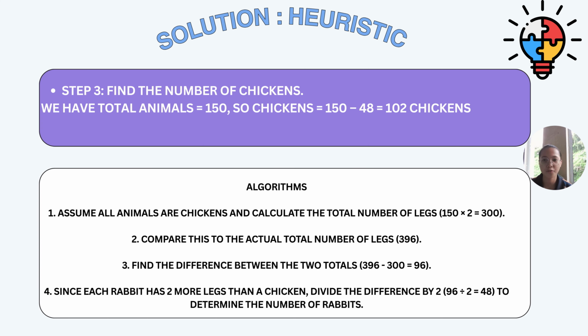The last step here is to find the number of chickens. As we already have the total animals, which is given in the statement, there are 150 heads, so it means we have 150 total animals, because no matter chicken or rabbit, both have only one head. So the number of chickens will be 150 minus 48. As we know, 48 is the number of rabbits that we solved just now. So the total for the chickens is 102. That's all for this problem.